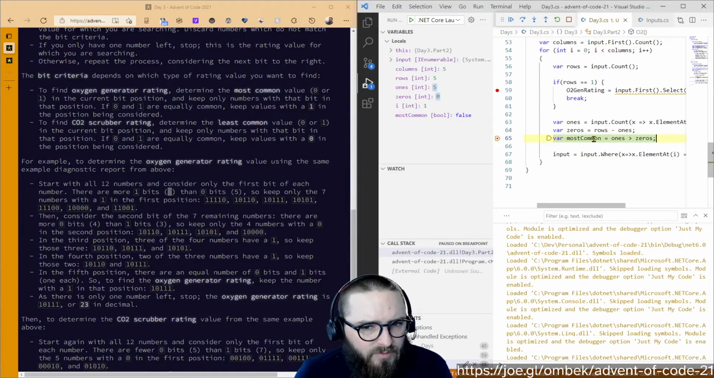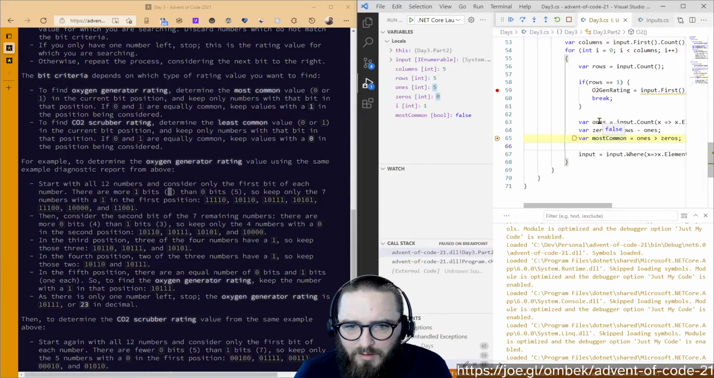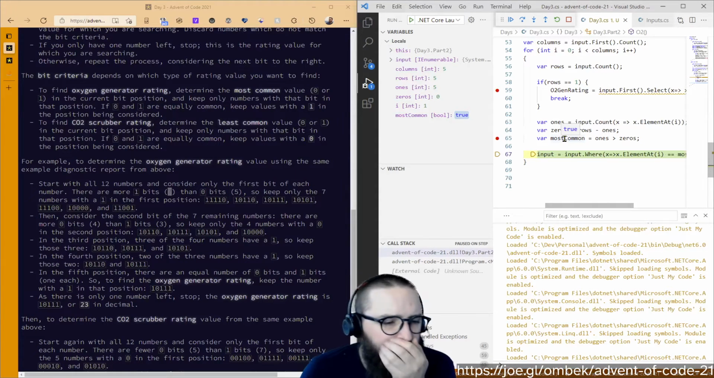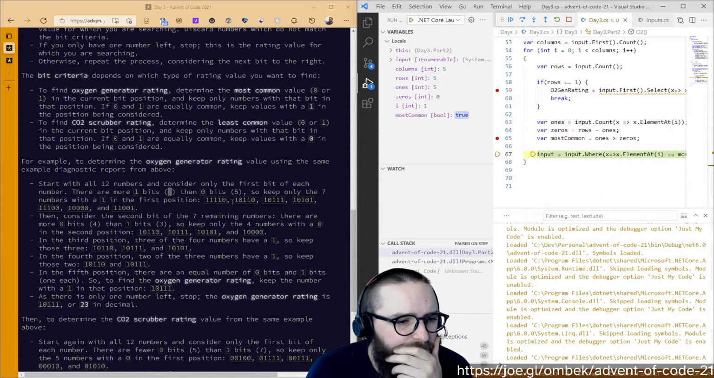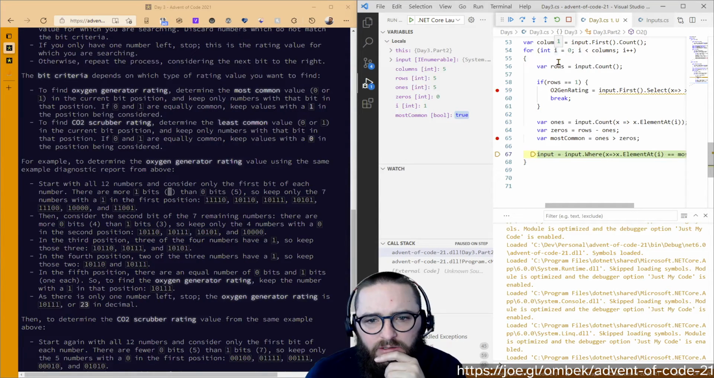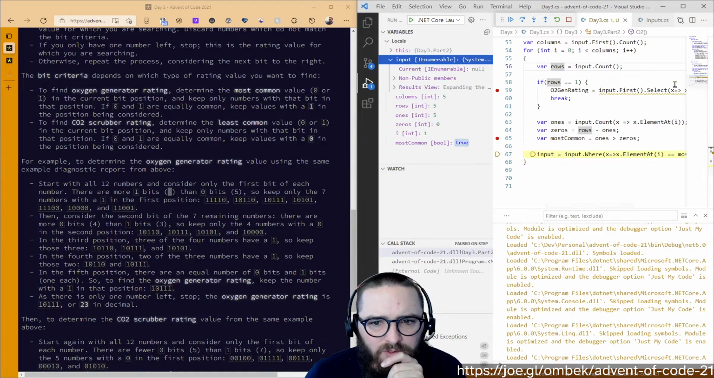If I got this the wrong way around, so ones is 5 and zeros is 0, then this should be 1, so that should be a true. It is a true. I at this point should be 1, yeah. So my rows, there's 5 of them for some reason.